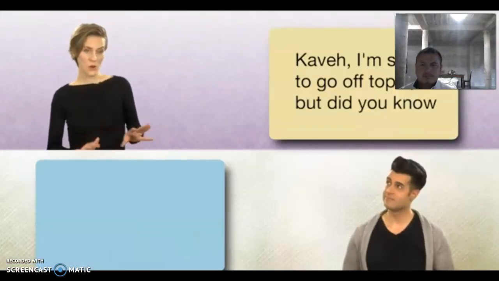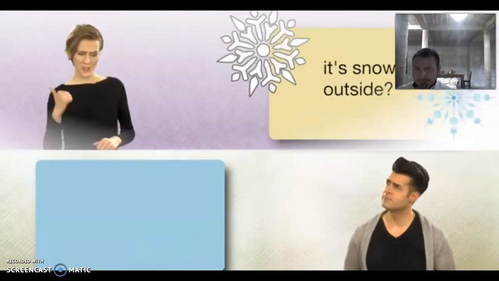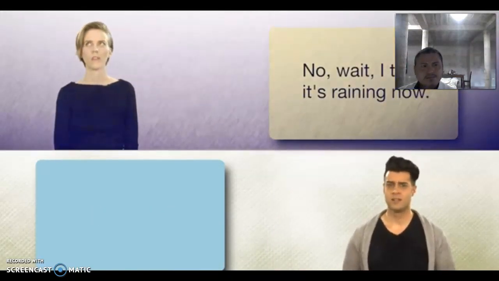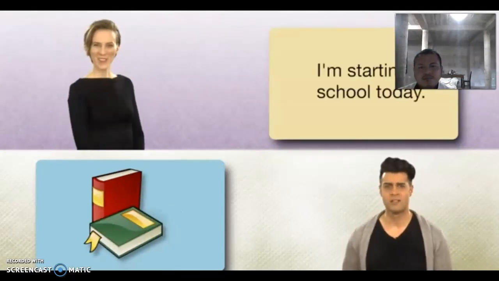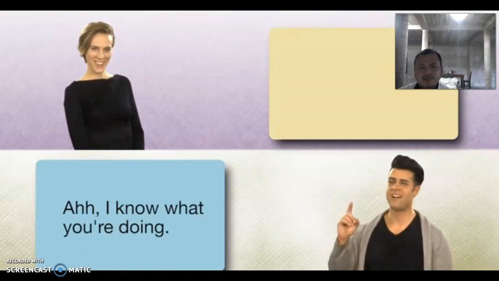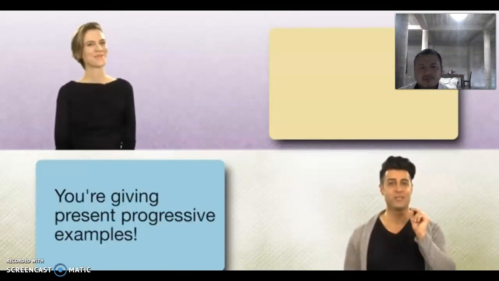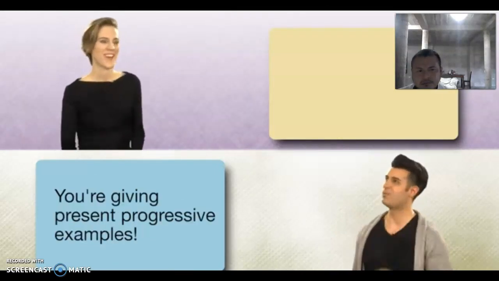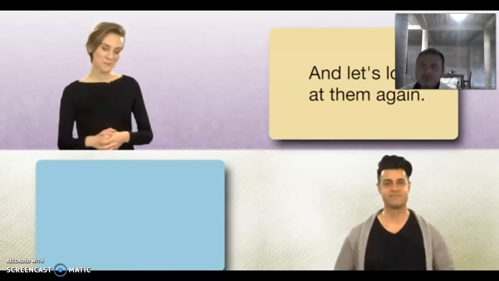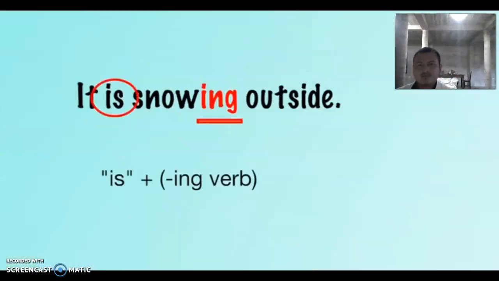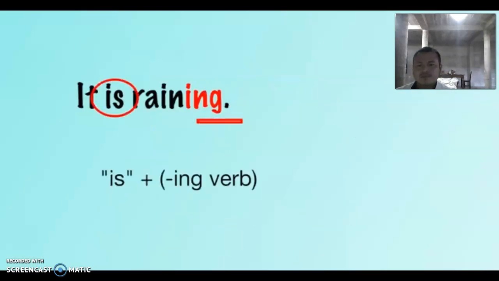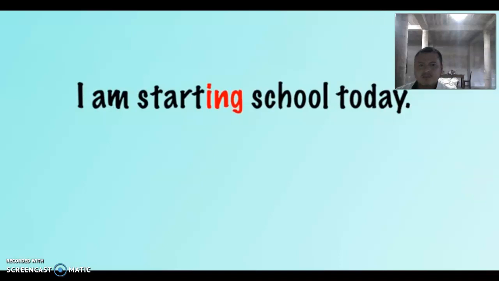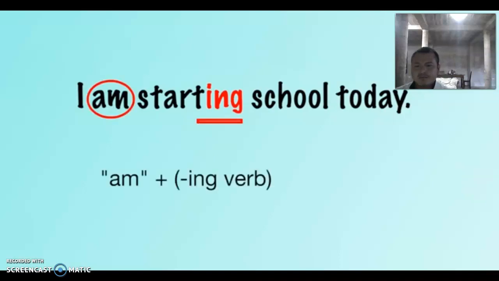Oh, yeah. I'm sorry to go off topic, but did you know it's snowing outside? Seriously? No way. I think it's raining now. Wait, what? I'm starting school today. You know what you're doing. You're giving present progressive examples. And let's look at them again. It is snowing outside. It is raining. I am starting school today.